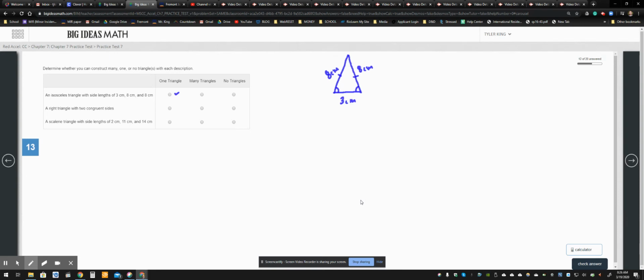Well, that doesn't give us enough to be able to change or manipulate. I can't bend the triangle over without changing the lengths of these two sides. So this is going to be a pretty fixed, set in stone one.